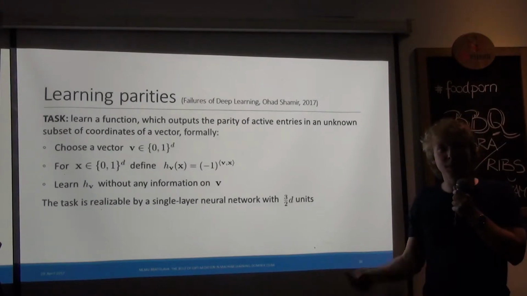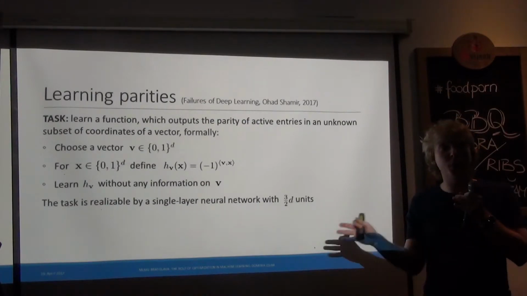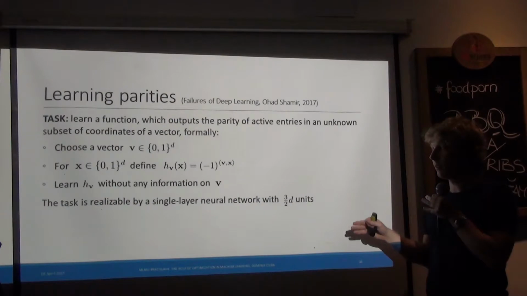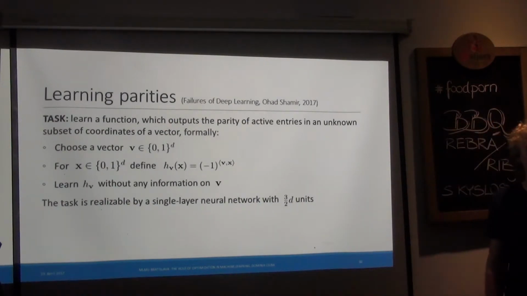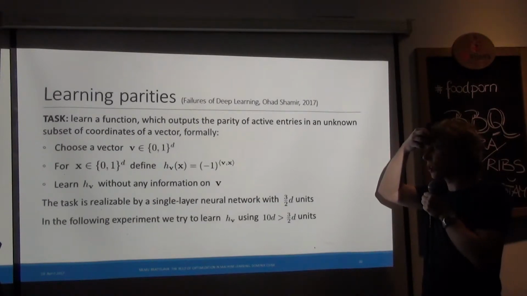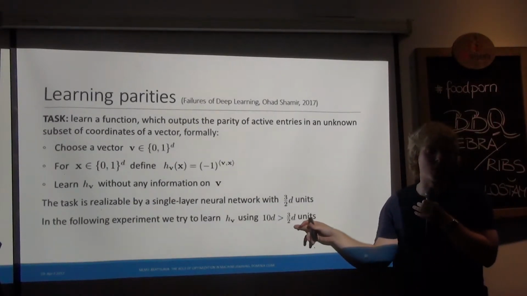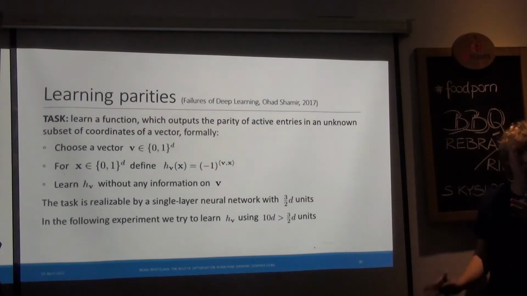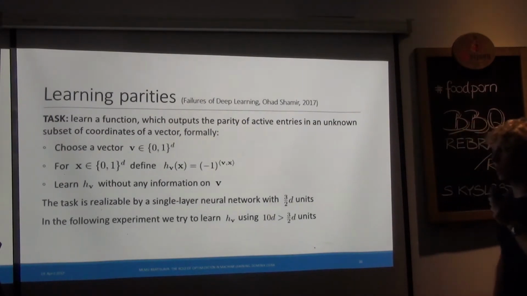And it can be simply proven that if you take just a simple neural network with one layer and 3/2 times d units, there is such a network which is going to do this exactly. So that's good. And I'm going to show you an experiment which involves 10d units instead of just 3/2 d. So let's give it some room to figure it out. And still just a single layer.